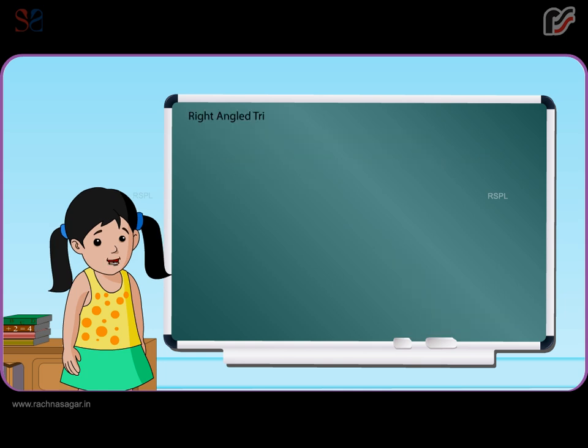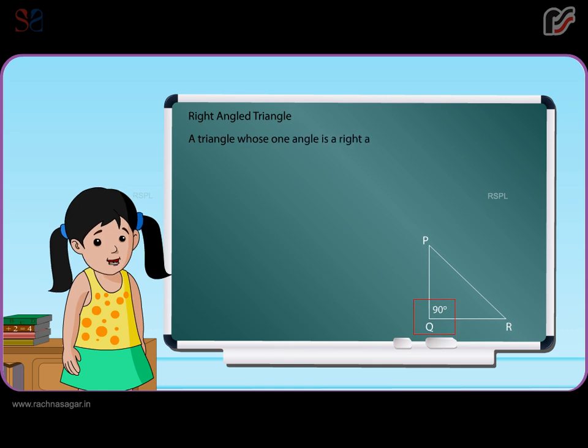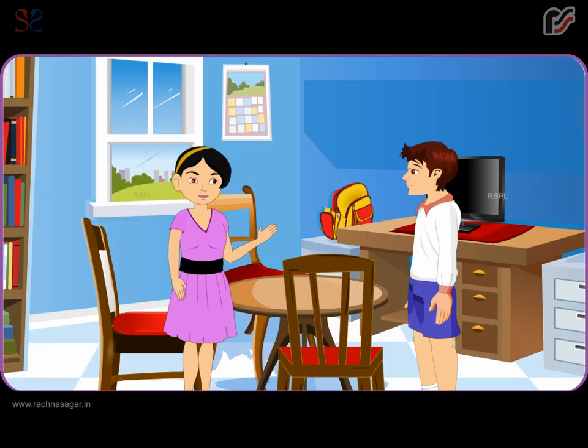Right angled triangle. A triangle whose one angle is a right angle, that is 90 degrees, is called a right angled triangle or right triangle. Properties of triangles. Do you know the properties of triangles? Yes, let me explain them to you.